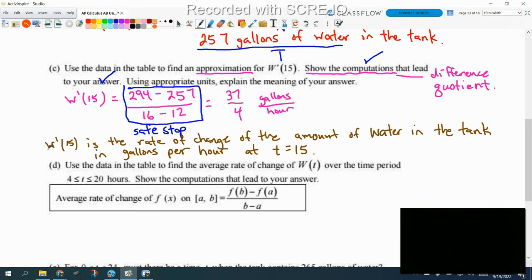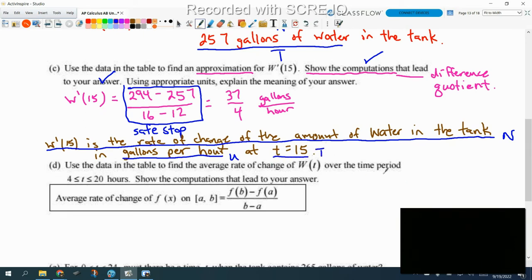All right, so same rules apply. You need a noun. So our noun was long this time. W prime of 15 is the rate of change of the amount of water in the tank. All of that is our noun. What they're looking for mainly is the rate of change part in that. They want you to have identified this as a rate of change of the correct thing. So it's the rate of change of the amount of water. All right, our units are in gallons per hour. So there's our U, and then we have our time, t equals 15. So there's our NUT acronym.